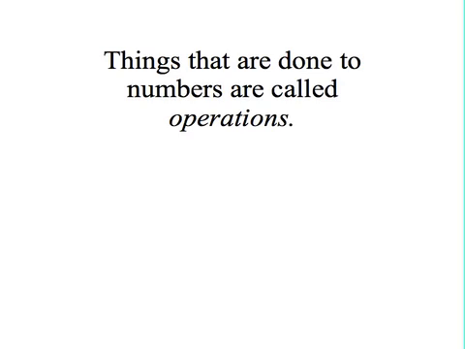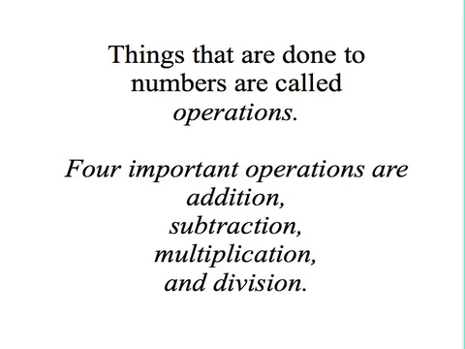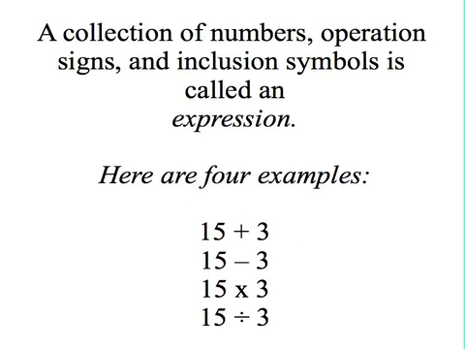Things that are done to numbers are called operations. 4 important operations are addition, subtraction, multiplication, and division. A collection of numbers, operation signs, and inclusion symbols is called an expression. We'll talk more about inclusion symbols in the next lesson. But here are 4 examples of our operations.